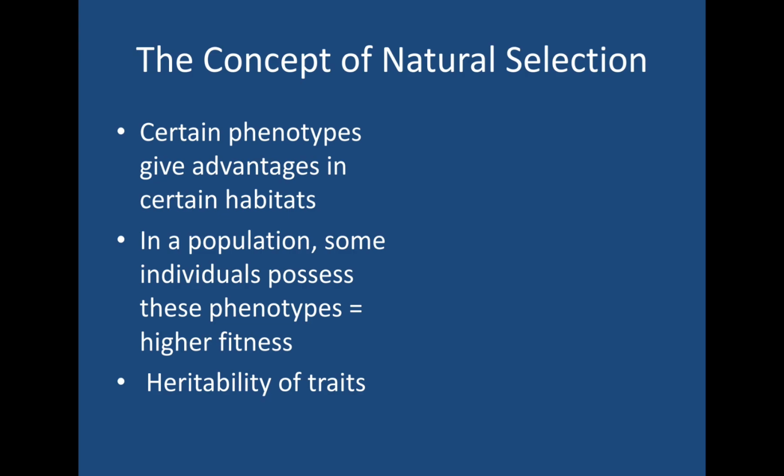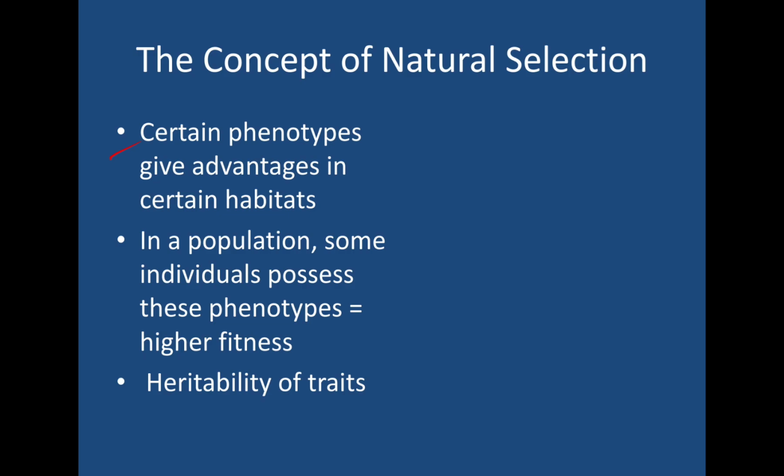The first was that certain phenotypes give advantages in certain habitats. For example, differences in pigmentation can mean the difference between life and death in specific habitats, right? Let's say pigmentation that helps with camouflage can help increase chances of survival, but that pigmentation has to match the color of the specific habitat that you're looking at. Because if you put that organism in another habitat with the pigmentation sticking out, then it won't really help.